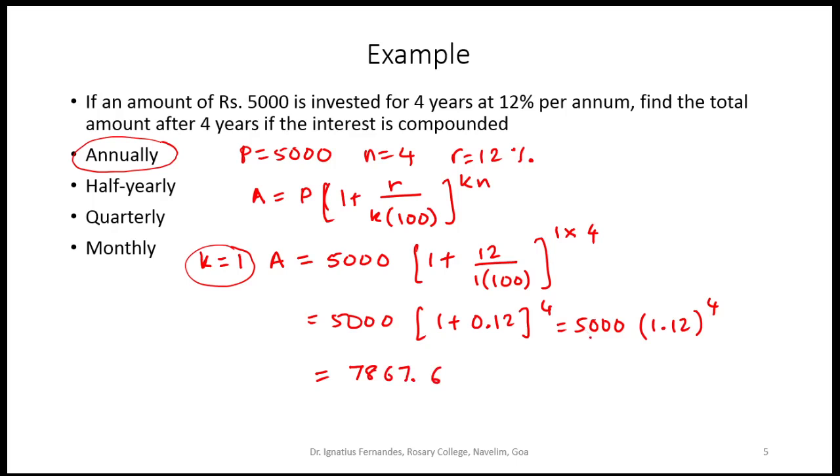The value that I'll get is 7867.6. So the amount after 4 years, if the interest is compounded annually, will be rupees 7867.6.